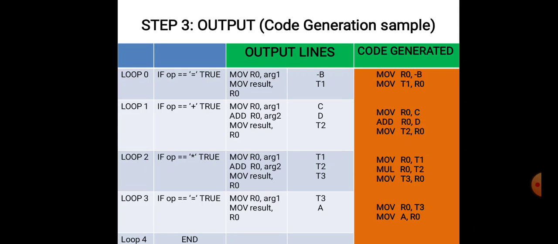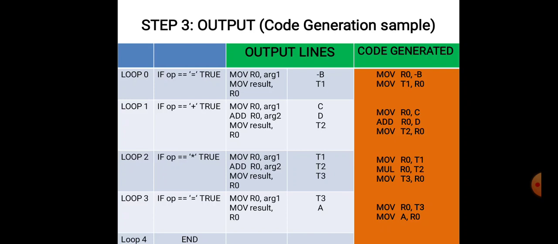Similarly in loop 2, for multiplication, target machine lines are there, that is move argument 1 value to or not, that is move or not comma argument 1, add, or it's not add, it should be multiply. So multiply or not comma argument 2, move or not to result, that is move result comma or not.